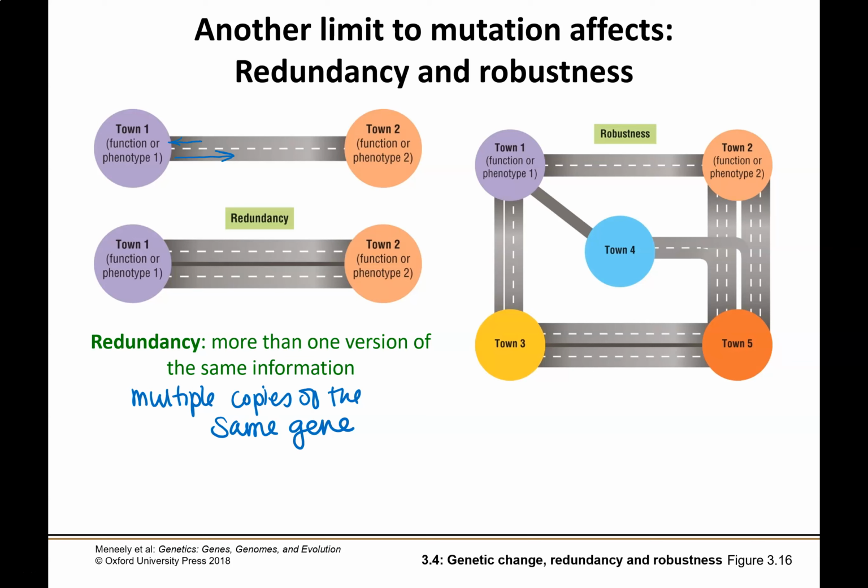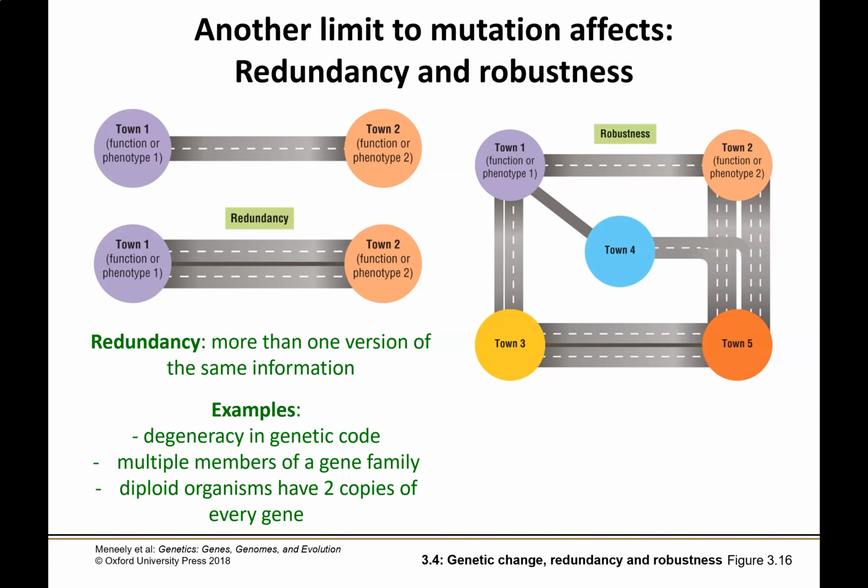Now, redundancy would be made by making a divided highway. So now we have more lanes. We have 2 lanes going in each direction. So even if one lane is blocked, or let's say we have a mutation that makes that lane dysfunctional, we still have another lane, thereby ensuring that that actual pathway can still proceed.